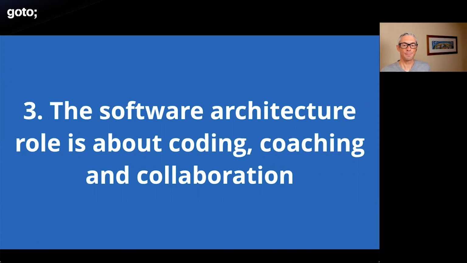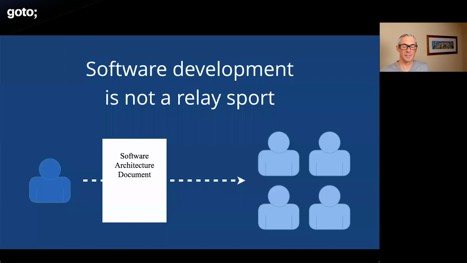Number three, the software architecture role is about coding, coaching, and collaboration. This is a myth I wanted to dispel because, again, the old-fashioned approach to software architecture is the dictatorship approach, where architects work on their own. They produce a huge big document, and they basically give that document to a team of developers and just tell them to go get on with it. That's not how we should be doing stuff. That's how we used to do stuff in the past.